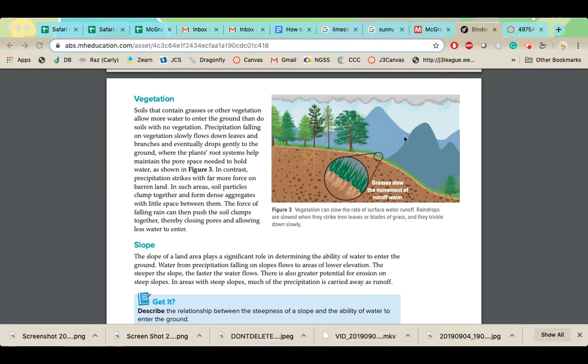Another thing to point out that's important is that vegetation, that just means plants, can really help more water to get absorbed into the ground. It does this because it obviously slows it down from moving along to gutters or storm drains. The more it can go into the ground, the better.